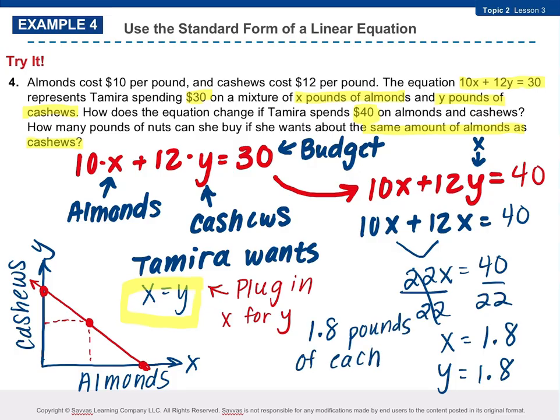So that's kind of what we'll get into in this next unit, is how can I have more than one relationship happening at a time. I know my equation for the budget, but also I know X equals Y. So that's kind of an interesting word problem.